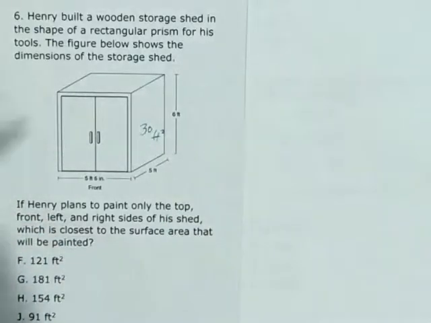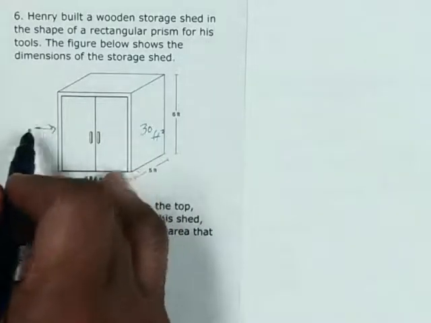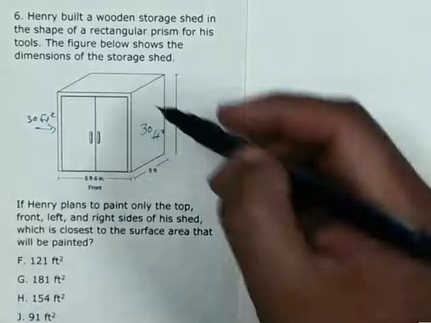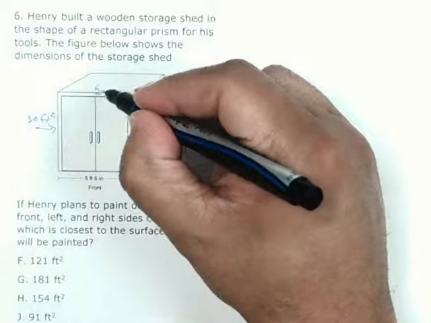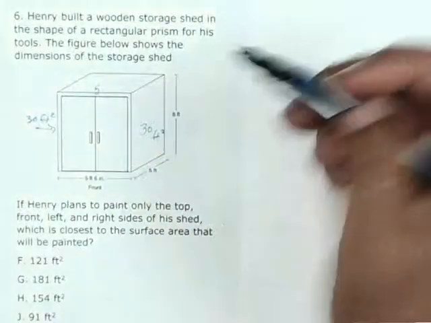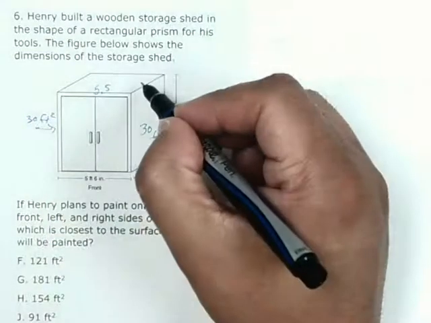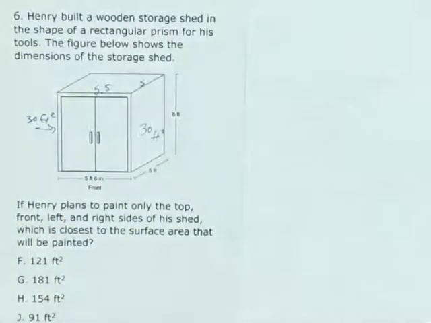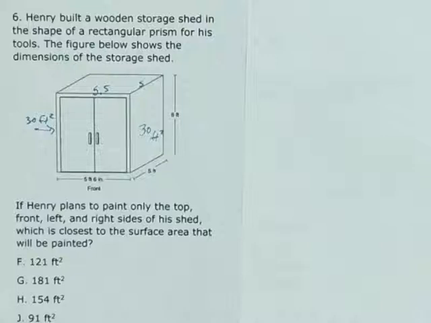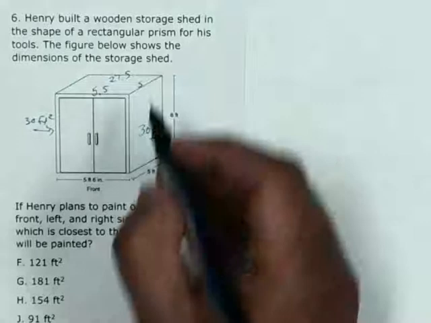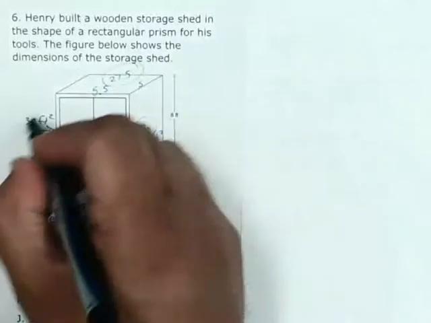Okay, and then he's going to paint the left side too, so this way over here, that's going to be another 30 feet squared. Right, the top is going to be 5 feet and 6 inches, and 6 inches is half a foot, so that's going to be 5.5 times 5, which comes out to be 27.5. Right, so that's the area there.